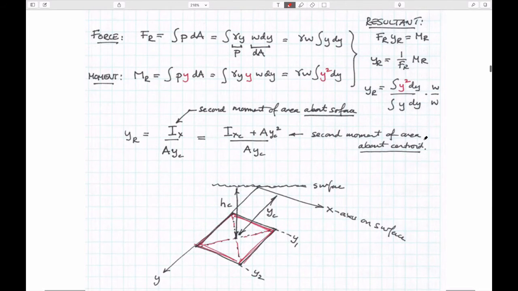So this is the idea. This is what we've just done here. We said that the force is equal to a pressure times an area. We can write the pressure in a certain way, and we get the magnitude, which is F_R is equal to gamma A h_c.